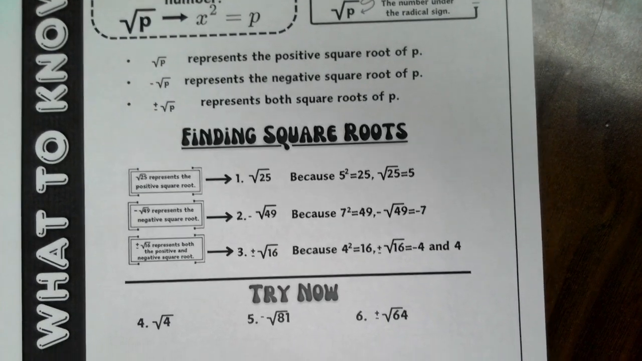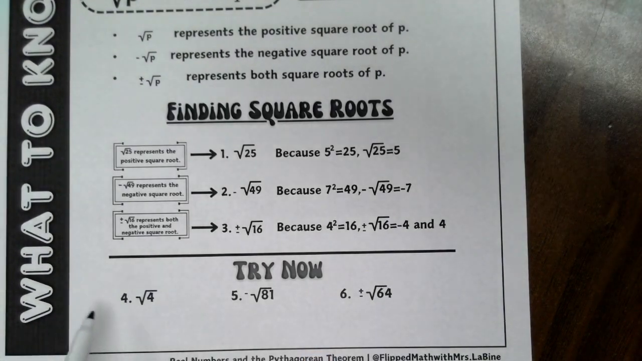Okay, so you're going to try a couple of those on your own down here. I want you to tell me what is the square root of 4. So what number multiplied by itself, or squared, means the same thing, right, would come to 4. Whatever that number is, that's your answer for the square root of 4. What is the negative square root of 81? So what number squared equals 81? And then you're going to make sure it's a negative. What is the positive and negative square root of 64? So what number squared or multiplied by itself equals 64? And then you're going to give me a positive and negative variation of that number.